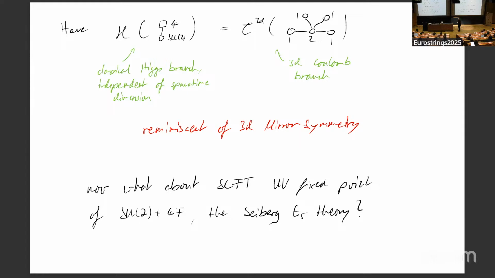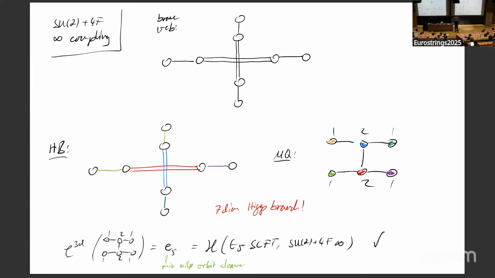One can say more, but let's just view it as that. And this is a classical computation. We can see that this is true. And now what about the SCFT fixed point? Well, we can look at the brainweb corresponding to the SCFT fixed point, and using exactly the same rules, extract a magnetic quiver for this as well.